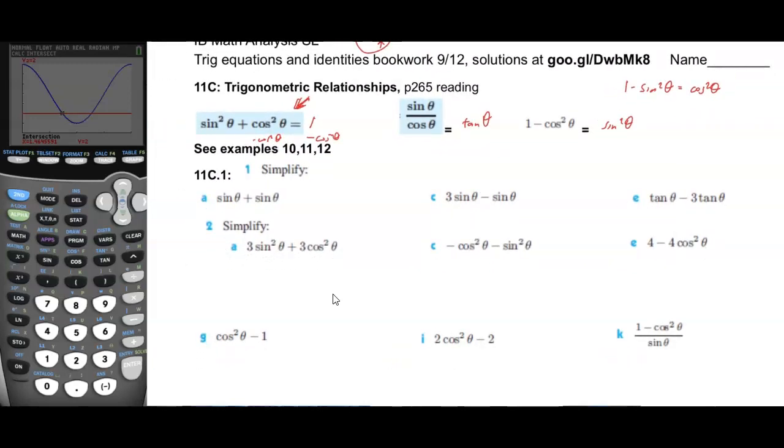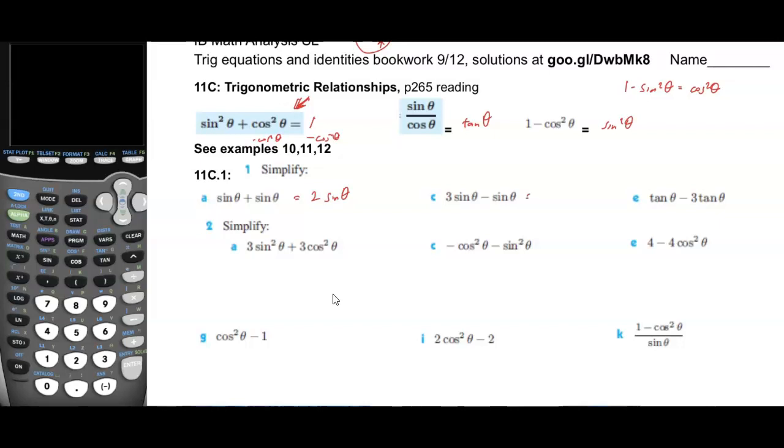Okay, so let's do some simplifications. Sine theta plus sine theta would be equal to 2 sine theta. 3 sine theta minus sine theta is equal to 3 sine theta minus 1 sine theta, so that would be 2 sine theta also. Tan theta minus 3 tan theta, that's 1 tan theta minus 3 tan theta, so that's equal to negative 2 tan theta.